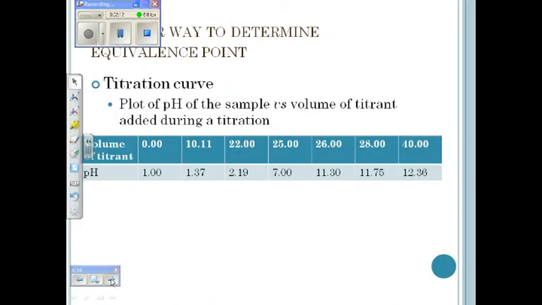So what is a titration curve? It's another way to determine the equivalence point quickly without having to do as much calculation. It is a plot of the pH of the sample versus the volume of titrant added during a titration.